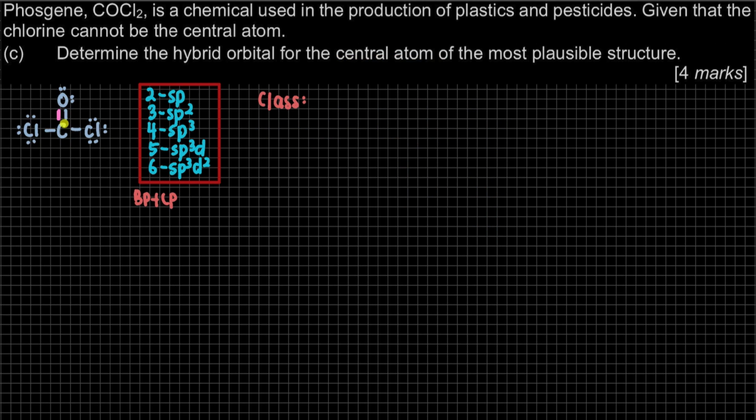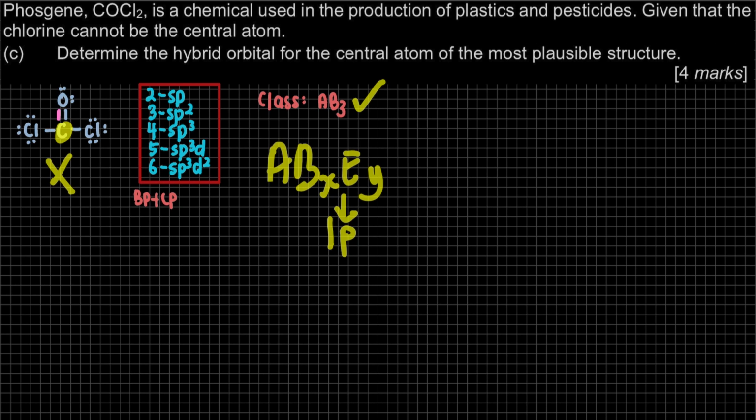Okay, so for our carbon, as we can see, it has 4 bonds. But bonding pair means how many atoms it is bonded to. So carbon is bonded to chlorine on the right, chlorine on the left, and oxygen at the top here. So the class for carbon is AB3. Again, the class is AB_xE_y, E stands for lone pair. Does it have any lone pair on the carbon? No, it does not have. So the class is AB3.